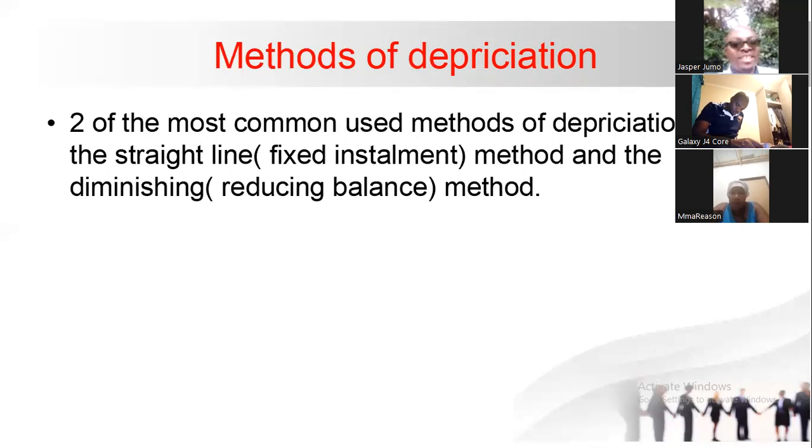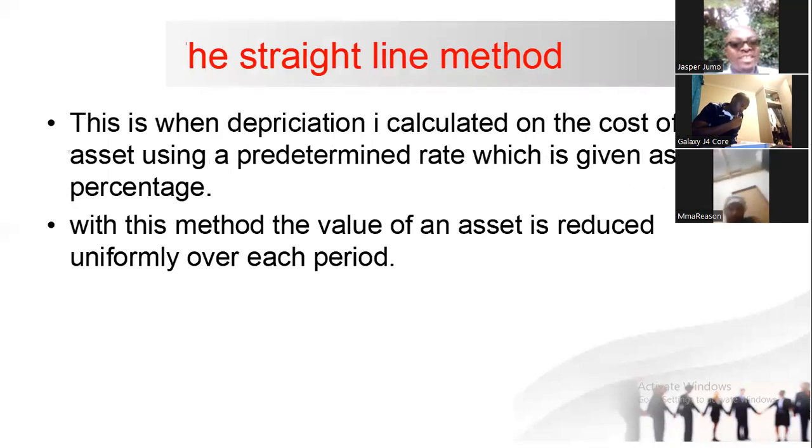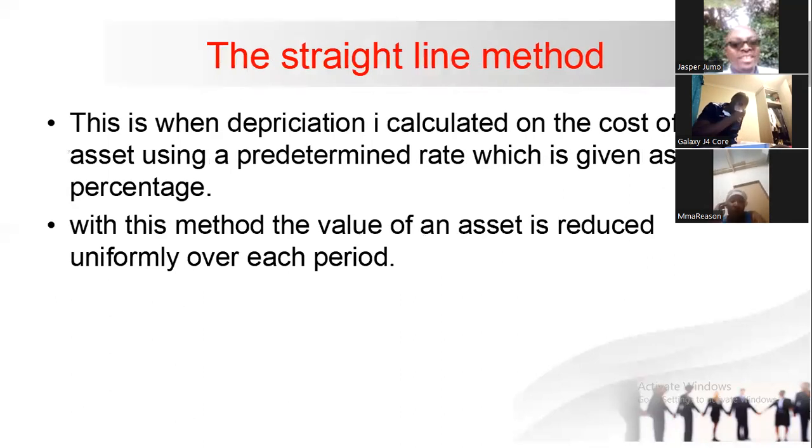And the second method of depreciation that we have is the diminishing balance method, or the reducing balance method. I will explain later why we call it the straight line, why we call it the diminishing balance method. So to begin with, we want to look at the straight line method.